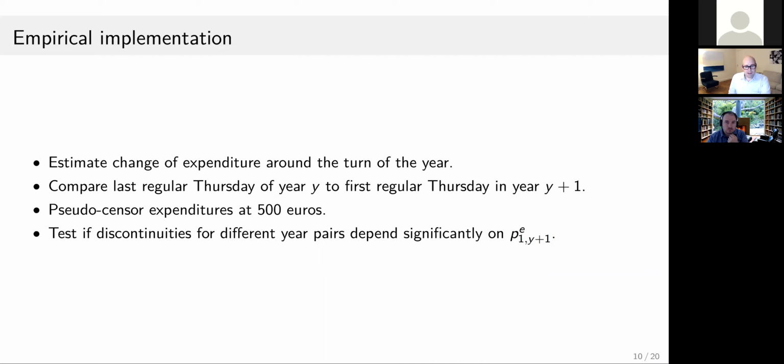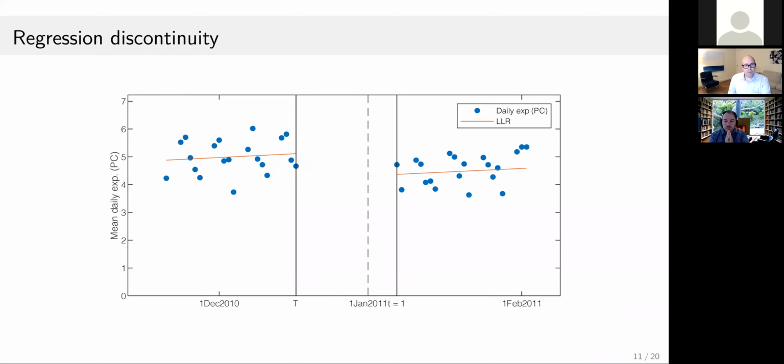with all that, we estimate these discontinuities, and then we test whether the size of the discontinuity for different year pairs depends significantly on the dynamic incentives that are around at the beginning of the second year of the year pair, respectively. As an example. Great. Some questions before we move on.